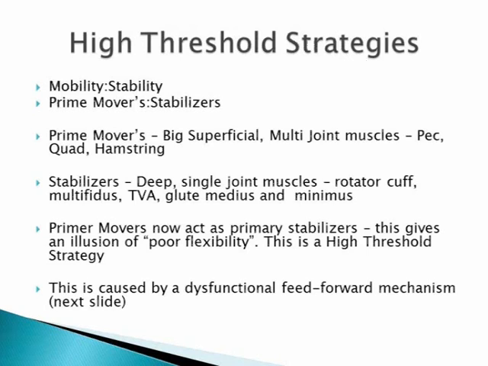High threshold strategy: mobility and stability, prime movers versus stabilizers. Prime movers are big, superficial, multi-joint muscles like our pec, our quad and our hamstring, for example. Stabilizers are generally deep single joint muscles like our rotator cuff, multifidus, transverse abdominis, glute medius and minimus. In a high threshold strategy, prime movers are now acting as primary stabilizers, and this gives an illusion of poor flexibility. This is a high threshold strategy. This is caused by a dysfunctional feed-forward mechanism, which I'll discuss in the next slide.